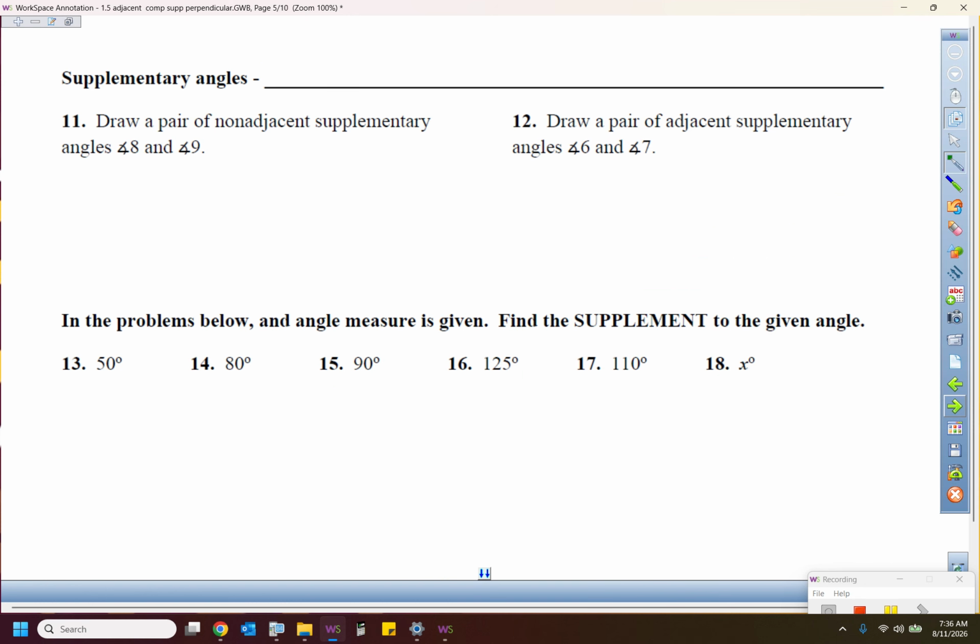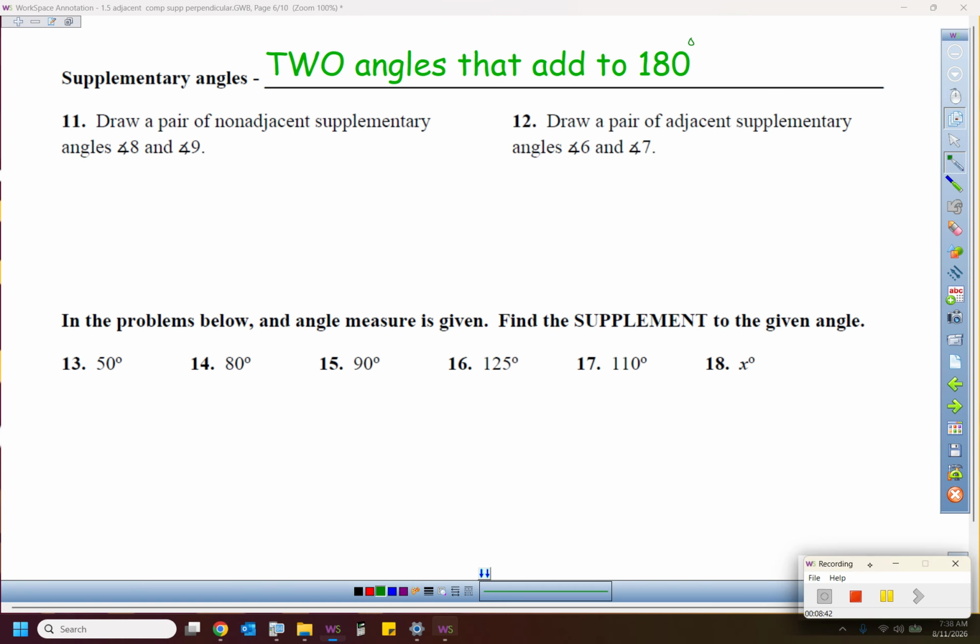Then, if complementary means that there's two angles that add up to be 90, supplementary is two angles that add up to be 180 degrees. So two angles that add up to be 180 is called supplementary.